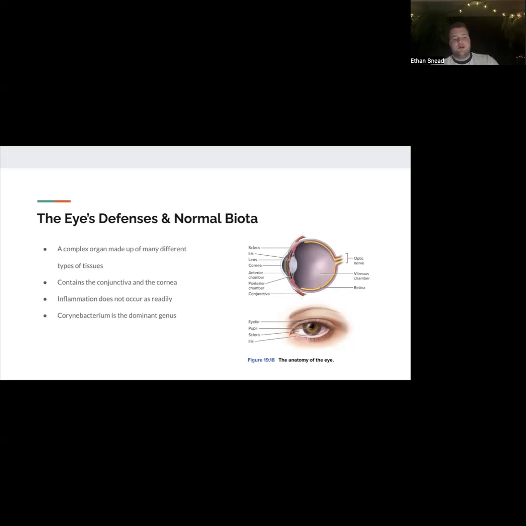Inflammation does not occur as readily in the eye as it does in other body parts, and Corynebacterium is the most common and the most dominant genus in the eye. And to a very large extent, the microbiome of the eye really resembles the microbiome of the skin in the types of microbes that it holds and can carry in itself.